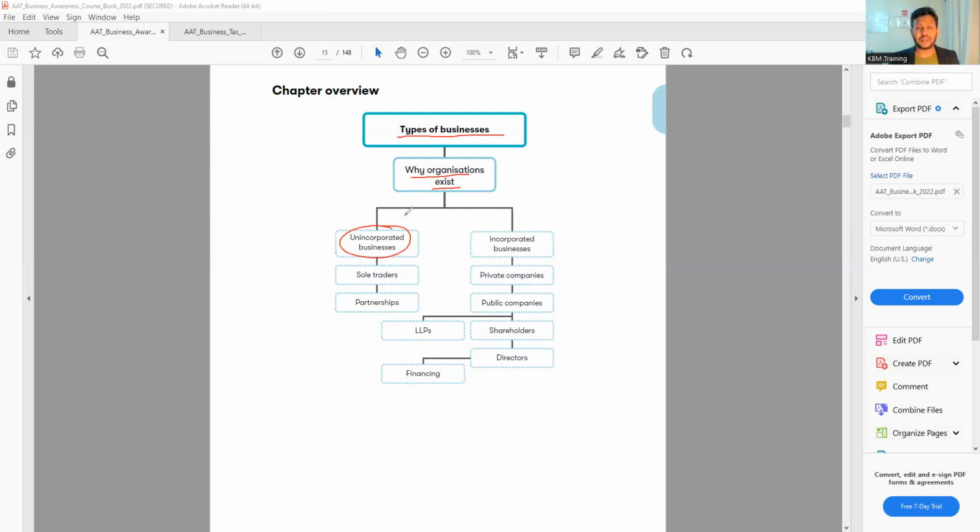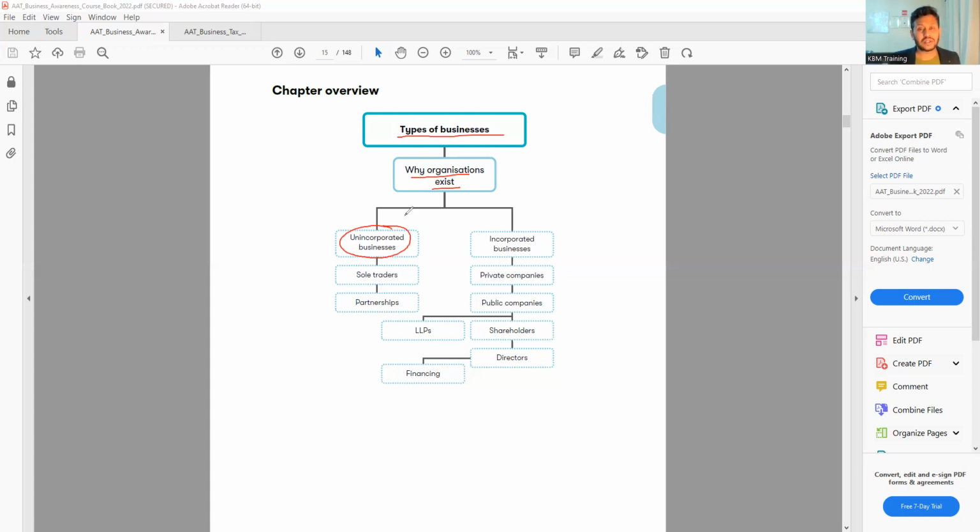Now, what does that mean? That means if you work as self-employed, when you work for yourself, we call it self-employed. The way you work for yourself as self-employed, the same way you can do business for yourself. And when you do business for yourself, you don't have to open a company. You don't have to incorporate it with Companies House, and that is all about the unincorporated business.